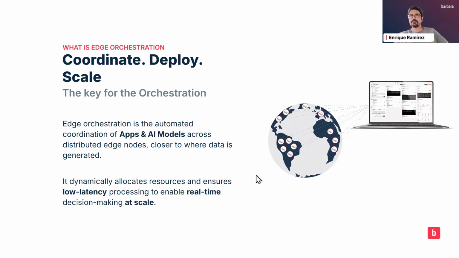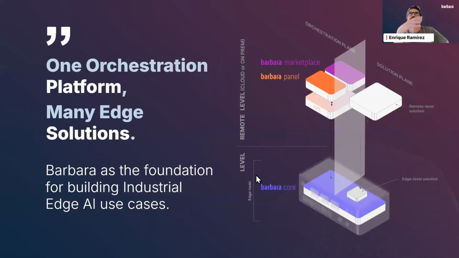Let me show you the typical architecture of Barbara, where we can see that we have different edge nodes. What is an edge node? An edge node is this blue box we have here. When we are speaking about an edge node, we can be speaking about an industrial PC, a physical industrial PC, or a virtual machine.